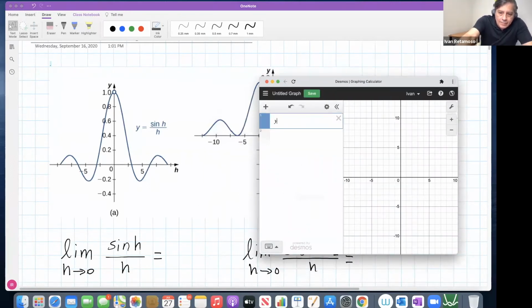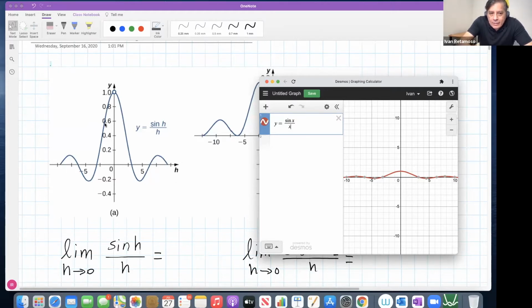Just graph it there, y equal sine of x over x. I could have written sine of h over h. Remember, the variable is not relevant for this representation of a function, right? It's just a placeholder, so I'm using x. Great. So you can see that this is this, right?